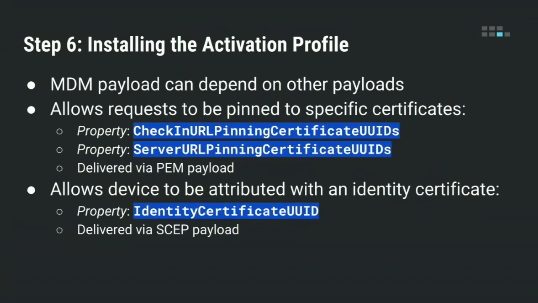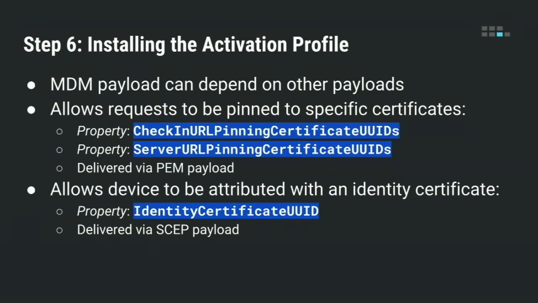What's important to remember here is MDM payloads can actually depend on other payloads. So you might be asking yourself now, how do I pin? I've just introduced two new URLs that are MDM vendors. They're third-party URLs that are not Apple signed. So how do I actually pin those? Well, the answer is fascinating. The MDM payload is allowed to depend on other payloads in the configuration profile. So, for example, both the check-in and server URLs have matching properties allowing you to refer to another payload by its unique identifier. And that essentially says the certificate in that payload is the one you should pin using.